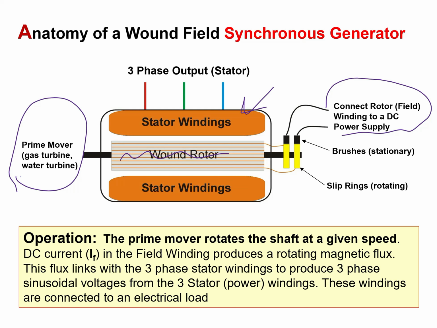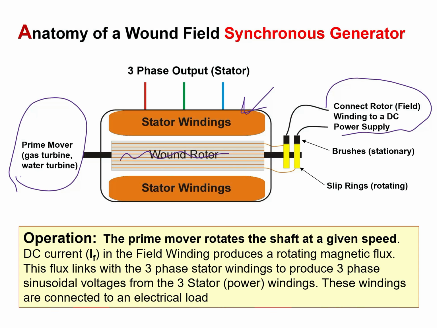And the prime mover rotates the shaft at a given speed, and the DC current, which is identified as IF in the field winding, produces the rotating magnetic flux. And as the flux links with the three-phase stator winding, this produces the three-phase sinusoidal voltages from the three stator windings. And these windings are then connected to any electrical load. It is also good to know that the windings of the stator could be either delta or Y connected, but the most common one is the Y connected.